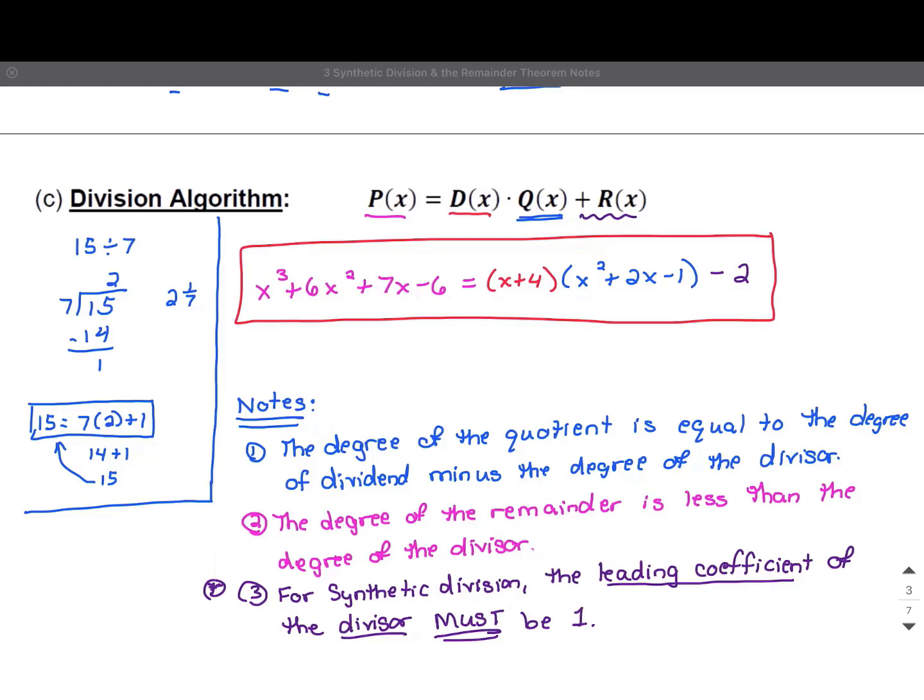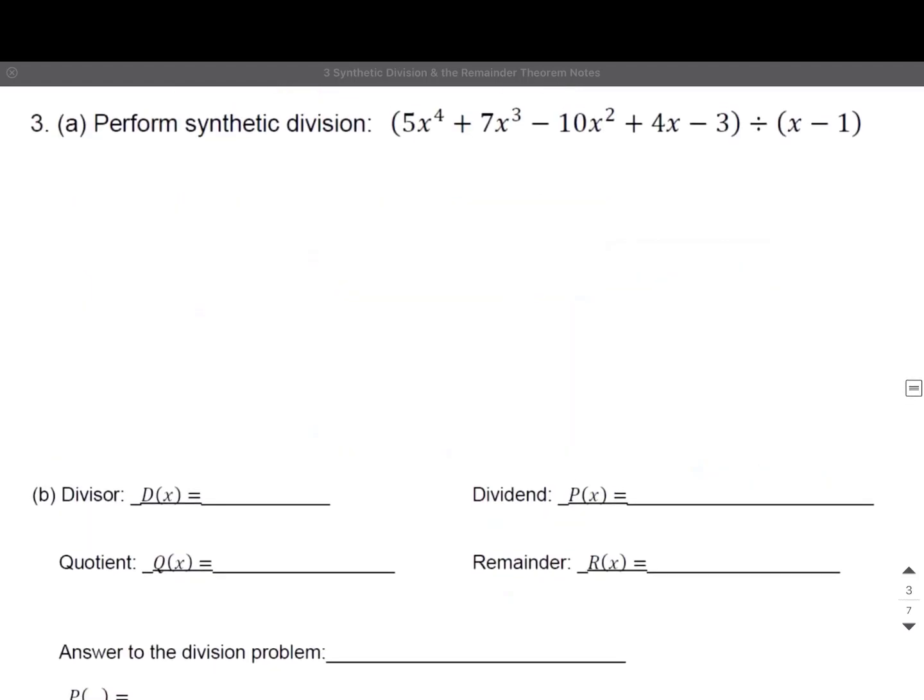That's important. If the leading coefficient is not 1, you can't do synthetic division until you make the leading coefficient 1. Okay, let's try another synthetic division problem. Ready? Okay, so here we have another polynomial divided by a binomial. So I'm going to start with my half box, and I say, okay, I'm dividing by x minus 1. That's my divisor. The root of x minus 1 is 1.